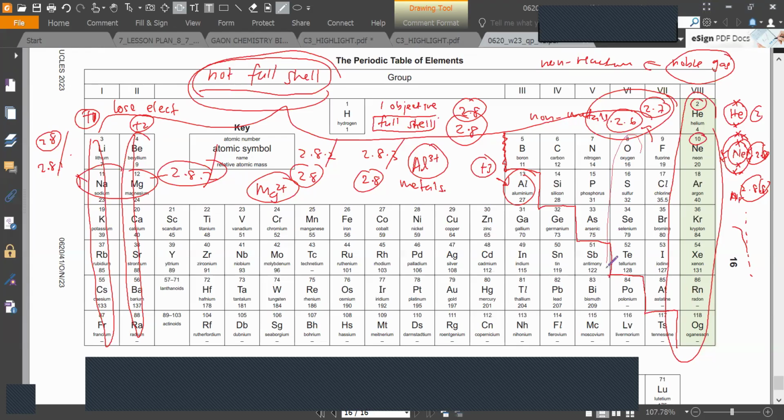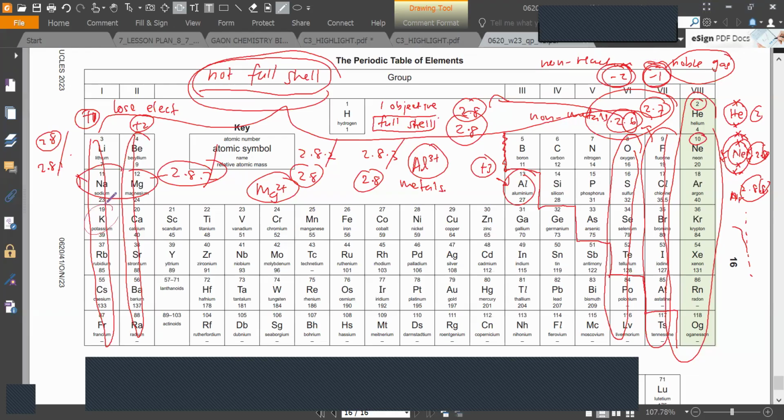And then here, group 6: oxygen, sulfur, selenium, and so on. This one, they always receive 2 electrons. They always have 6 outer electrons, so they always receive 2. So this one is always -2, the charge. And then group 7, they always have 7 outer electrons. They always receive 1 electron. They are always -1, the charge. Okay. So with this knowledge, we can predict.